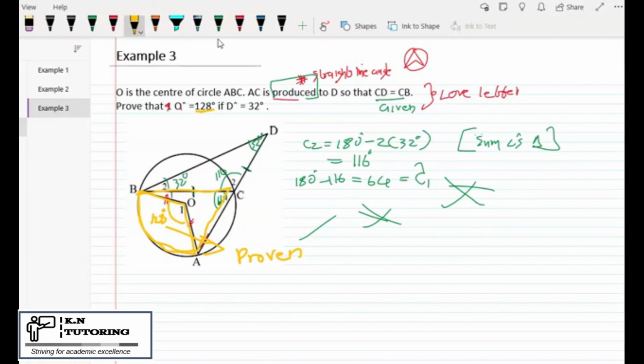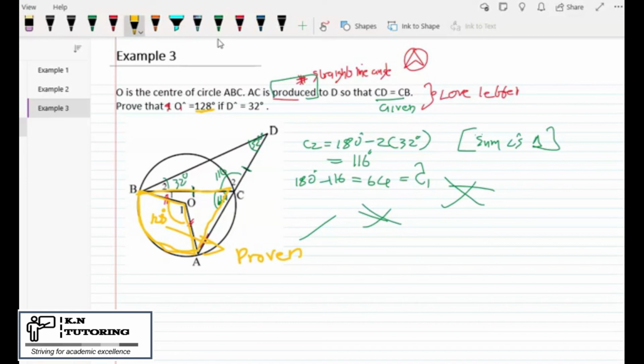But what is very key is to be able to link what is on the problem statement with the diagram. And the reason they tell you that O is the center, that is an answer. So that information is going to help you to answer a problem. The reason they tell you that AC is produced, that statement is going to help you. The reason they tell you that CD is equal to CB, that information is very important, it's going to help you. So everything that they say on the problem statement, one way or the other, you need to apply it.